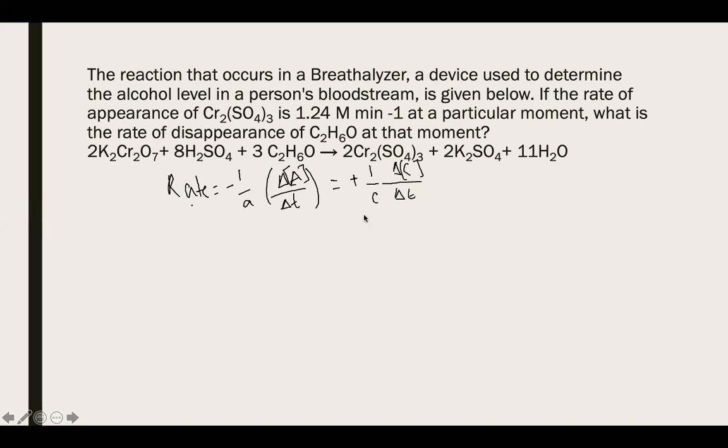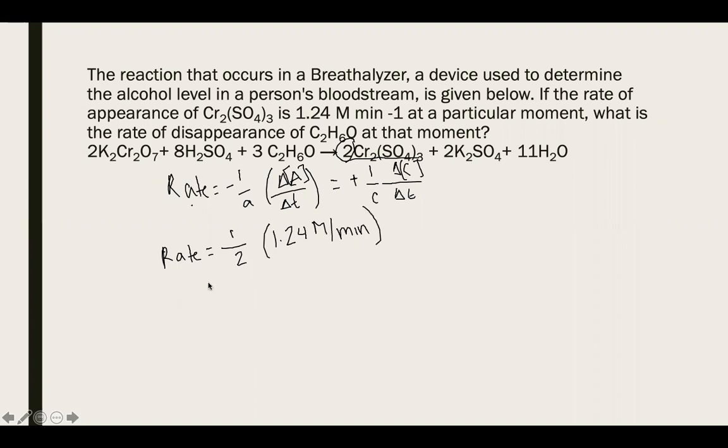So if we know that our rate of appearance is for one of the products here, it's going to be this product, and our stoichiometric coefficient is 2 here. Then we can figure out the rate of the entire reaction for 1 mole of the reaction. So for 1 mole of the reaction, there's going to be 2 moles of C, and we know that our rate of appearance here is 1.24 molarity per minute.